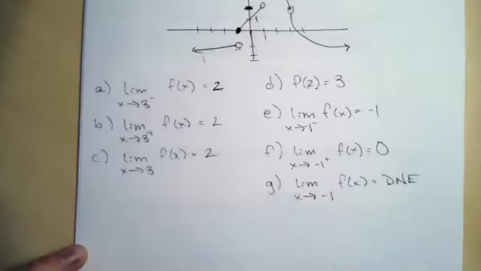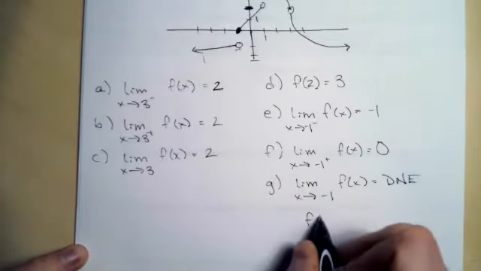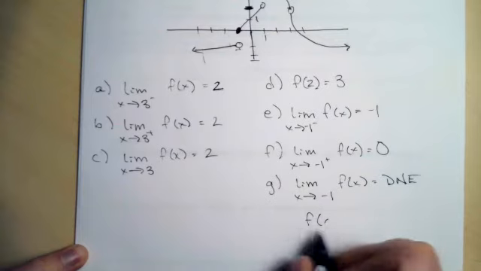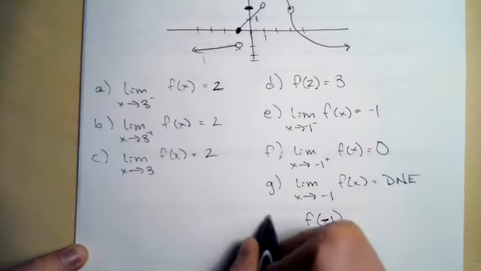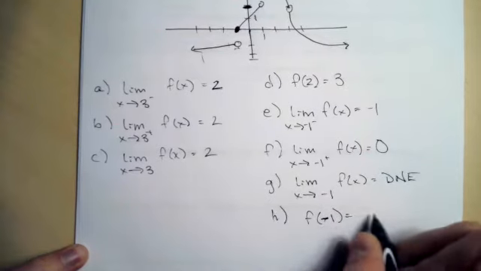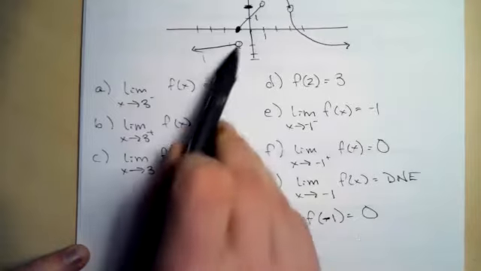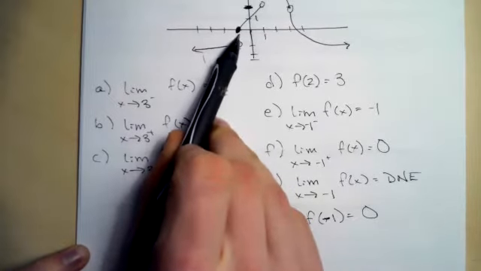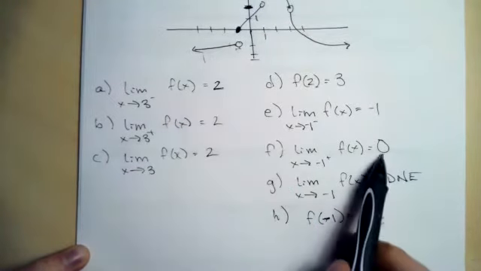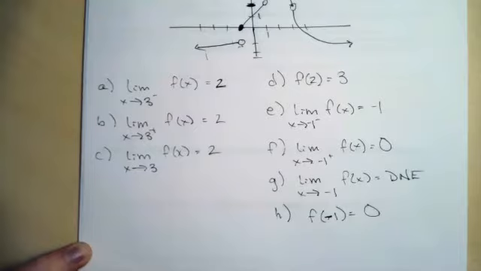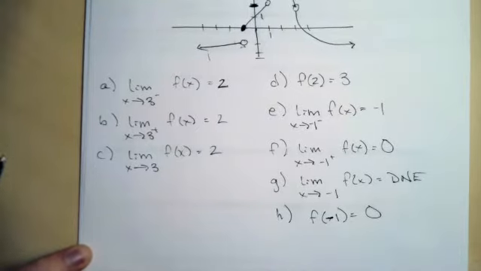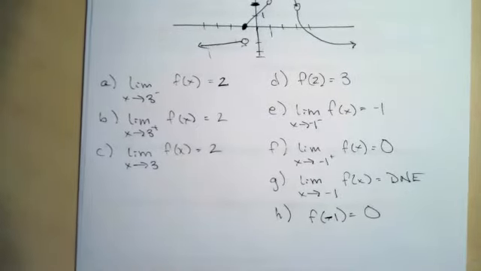And then lastly, if we actually wanted to find the value of the function at -1, the point is at 0. So sometimes the point matches up with one of the one-sided limits. Sometimes it doesn't. But now we have the language to describe all that phenomena.